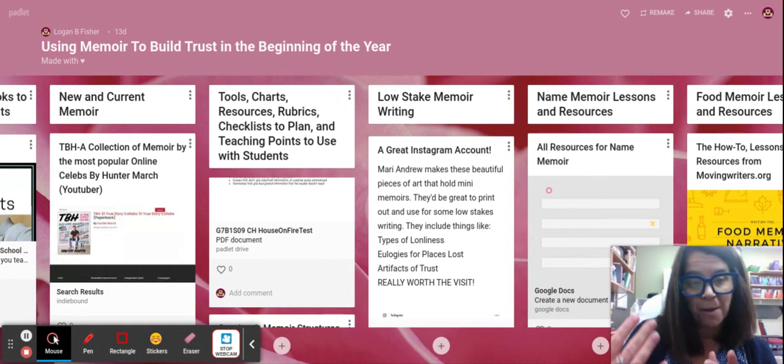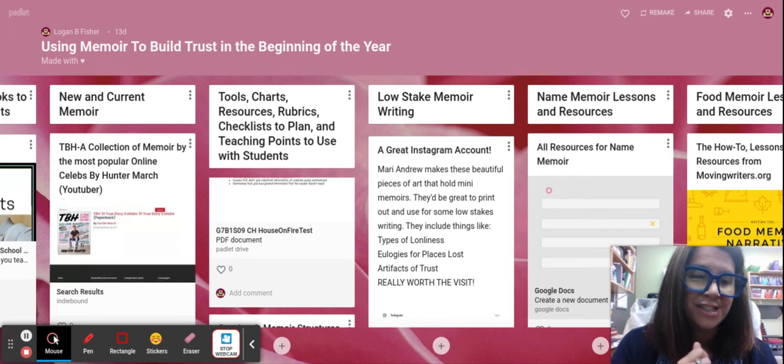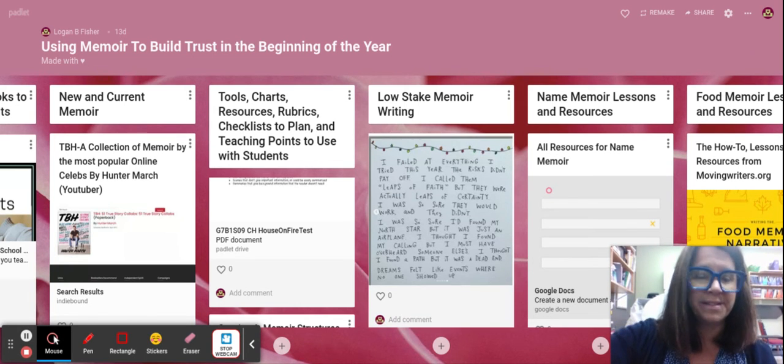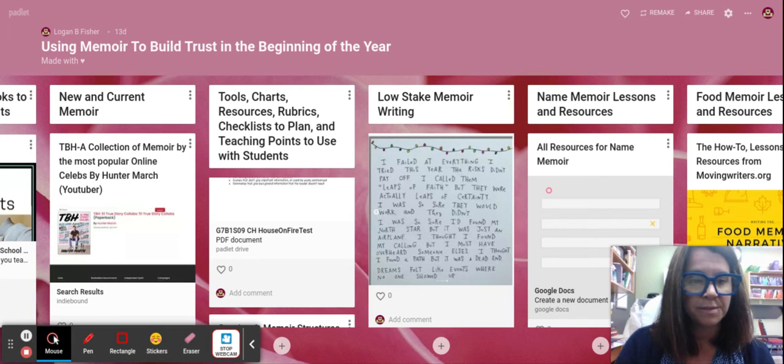And what I would love to see is teachers take those beautiful pieces of memoir art and have kids try to emulate that by either doing the same kind of topic, like types of loneliness, or to write about loneliness, or to write about places lost, and to recreate some of those things in their own way. And I've given you an example of it. This is a memoir about her feeling like she failed over this pandemic year, and what a powerful thing to show kids that we all feel that way in some ways.